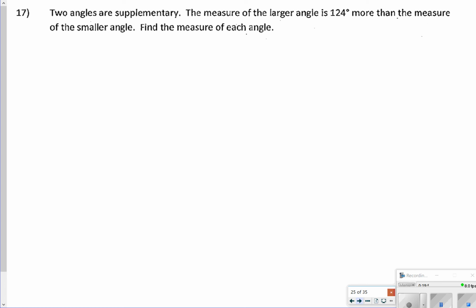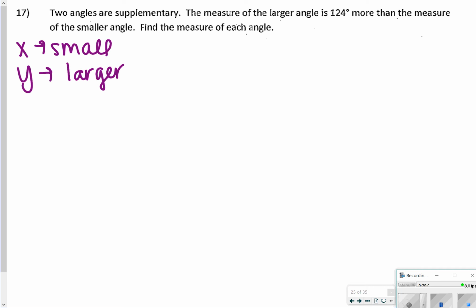For number 17, it says 2 angles are supplementary. The measure of the larger one is 124 more than the measure of the smaller angle, find the measure of each angle. So I'm going to say that x is the smaller one and y is the larger one. Then what I will do is go ahead and just make two equations. I know x plus y should be equal to 180, but it says the larger angle is 124 more degrees than the measure of the smaller one.